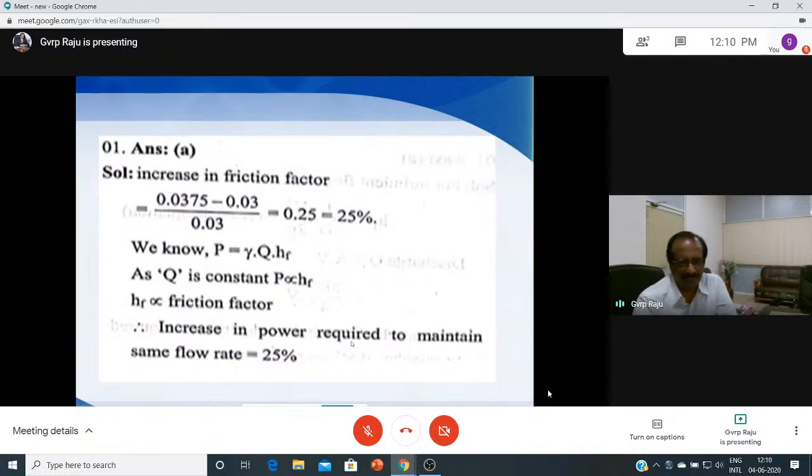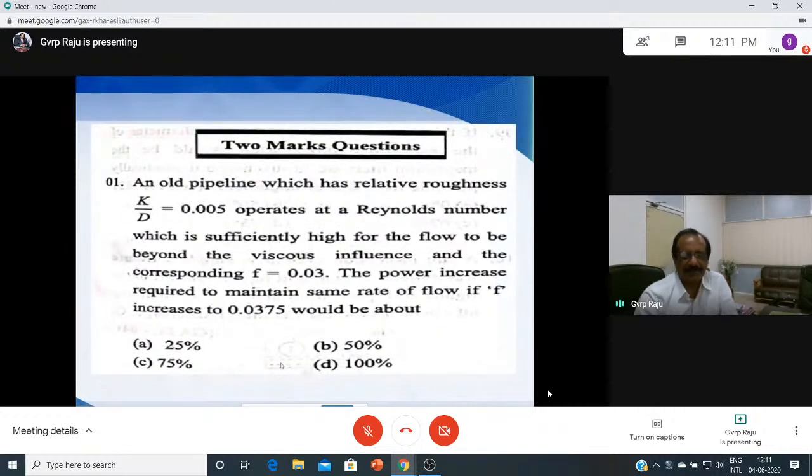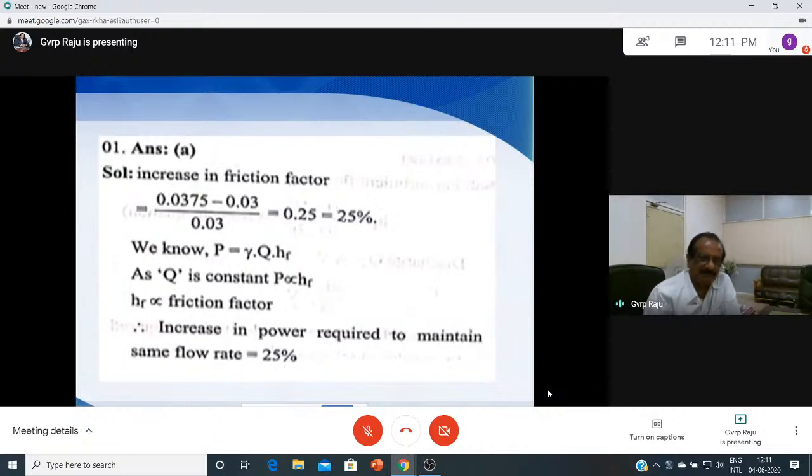So then what is the increase in power required he has asked. Power P is equal to WQHF. Q is constant, so W and Q are constant, and power is proportional to HF. HF is proportional to friction factor. So this is the intelligent way of coming to our answer. Indirectly the power is proportional to friction factor. So the increase in power required to maintain the same flow rate is 25%. Intelligent question and need to answer properly with knowledge. So the friction factor increase is 25% and the power is proportional to friction factor, so obviously the same value here.